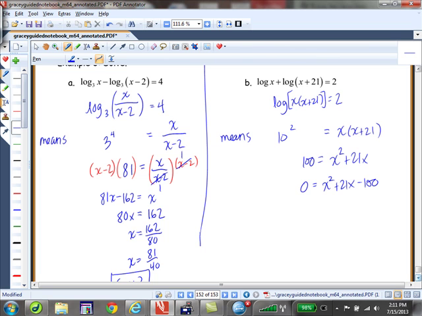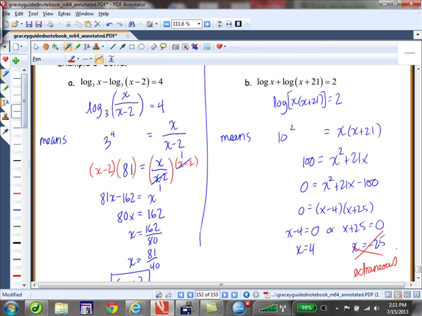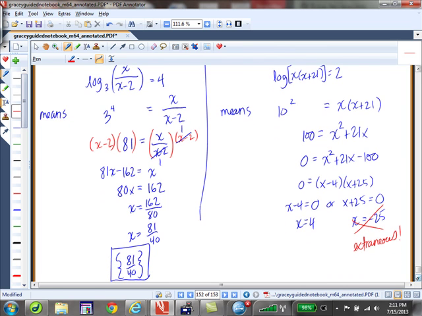Because we have an equation that is quadratic in form, you can use whatever format you want. I recognize that this factors, so I'm going to factor this as x minus 4 times x plus 25. So x minus 4 is 0, or x plus 25 is 0. So x is 4, or x is negative 25. Now if you look in the original, you have a log x, so we can't have a negative in there. So this answer here is extraneous. So therefore our only result will be the one where x is equal to 4.